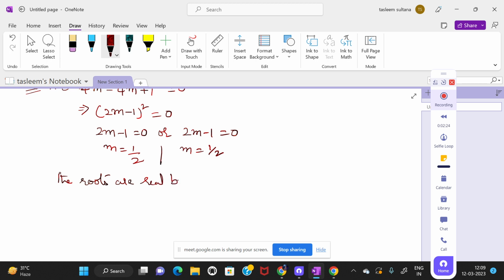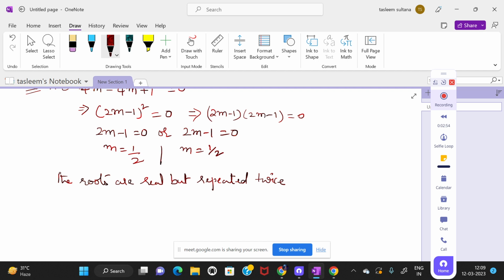The roots are real but repeated twice. See, half is coming. But then, won't the square get cancelled? No, because the whole square is there. How can you write that whole square? You can write it as 2m minus 1 into 2m minus 1, equal to 0. So you got two roots where the values are the same.